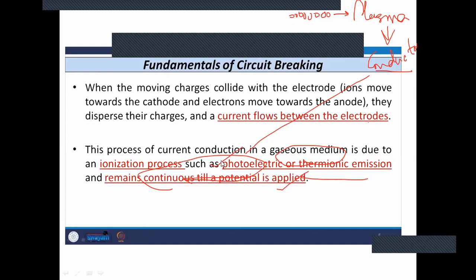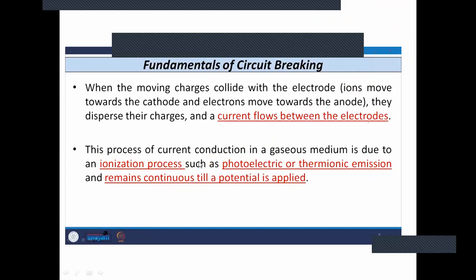Okay, so they discharge their charges and a current flows between the electrodes. This process of current conduction in a gaseous medium is due to ionization processes such as photoelectric or thermionic emission, and remains continuous until a potential is applied. We have already discussed this phenomenon in the Townsend theory, that once we have the electric potential and some ionized particles are present in the gap, these ionized particles have the ability to ionize other neutral particles by collision.